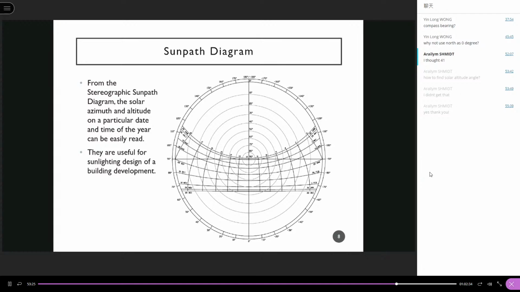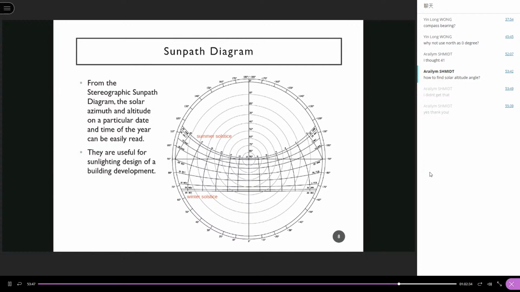So we have the winter solstice. Okay, so this is the winter solstice. And we have the summer solstice, which is 22nd of June.